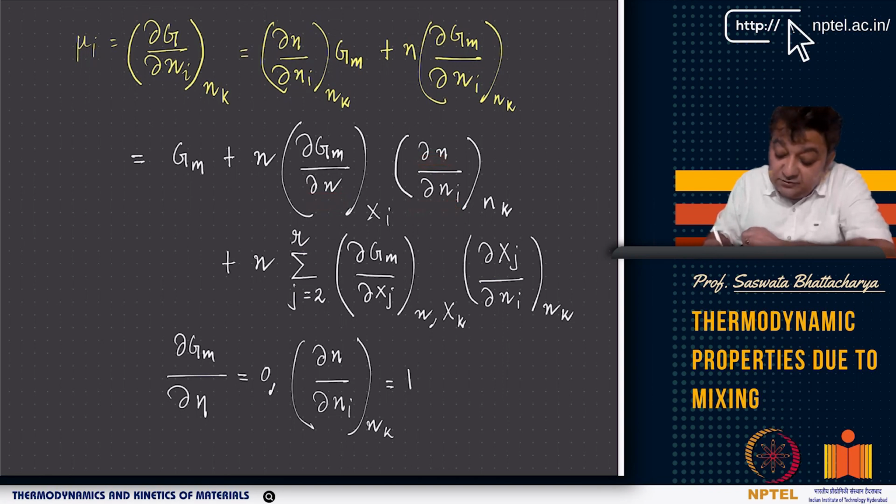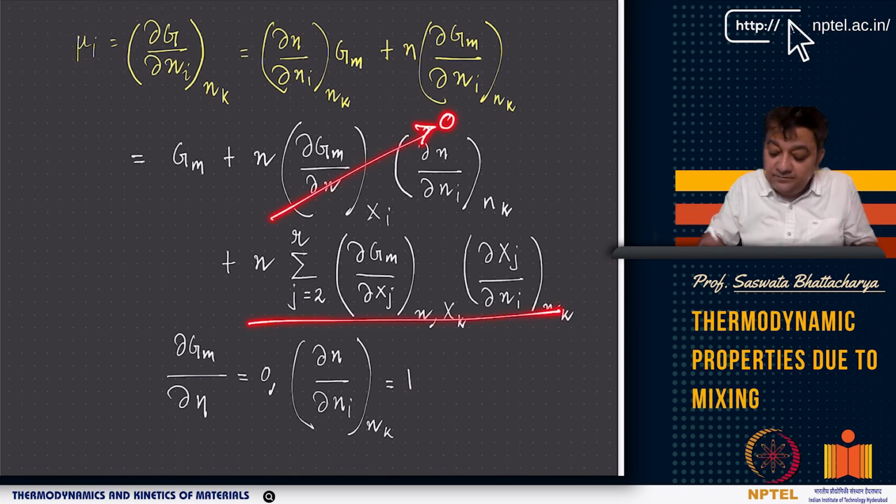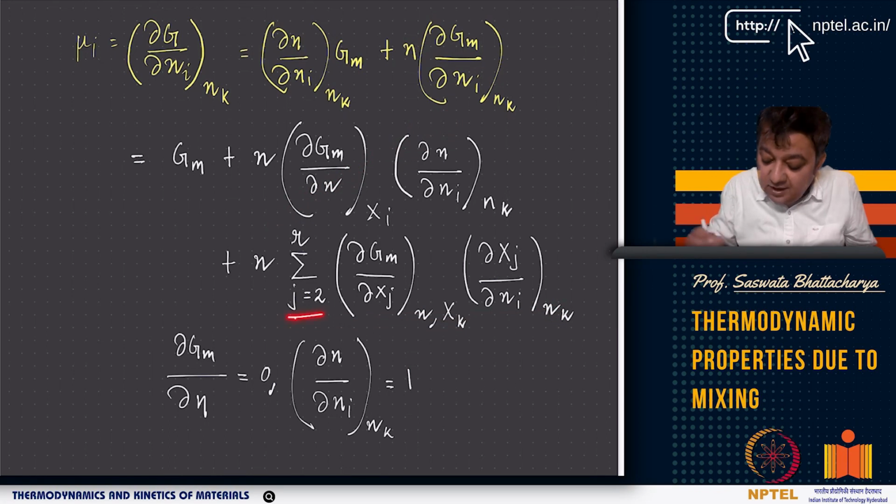Now for the ith component you have already considered, you are going from j equal to 2 to R, and this is del GM del xj times del xj del Ni. Now del GM del N, where N is the total mole number, is equal to 0, and del N del Ni equal to 1, so this term goes to 0. So you start from j equal to 2 to R, and you have del GM del xj and del xj del Ni.